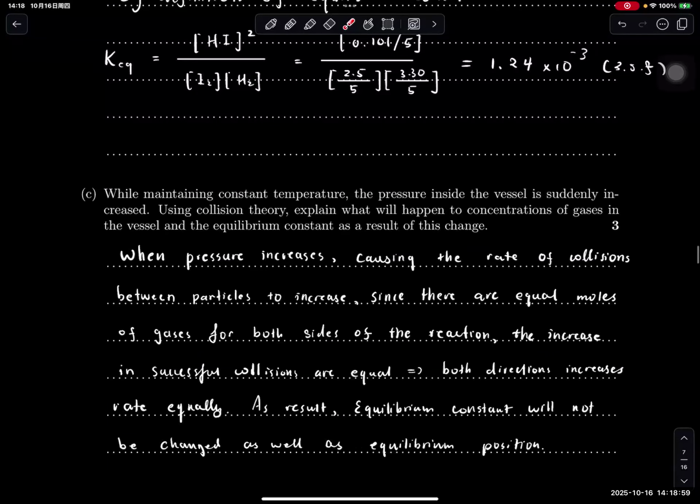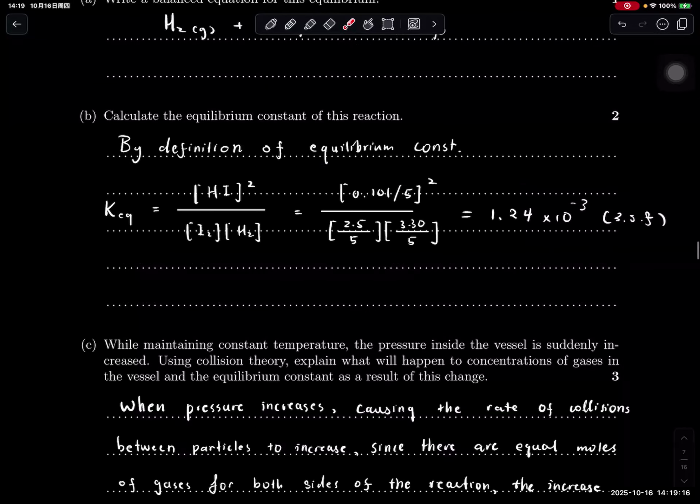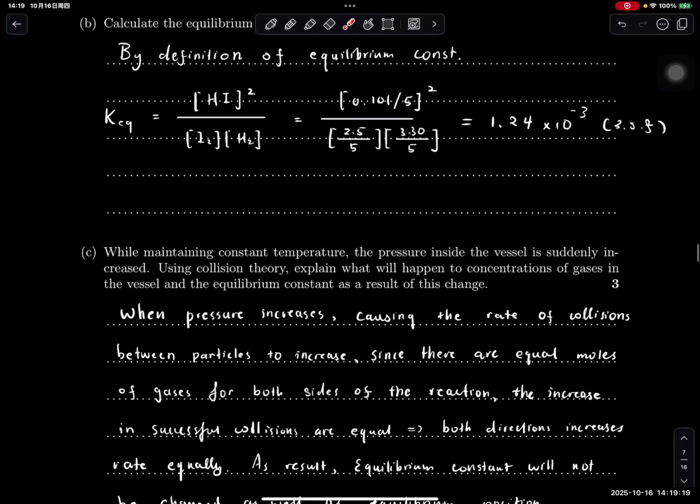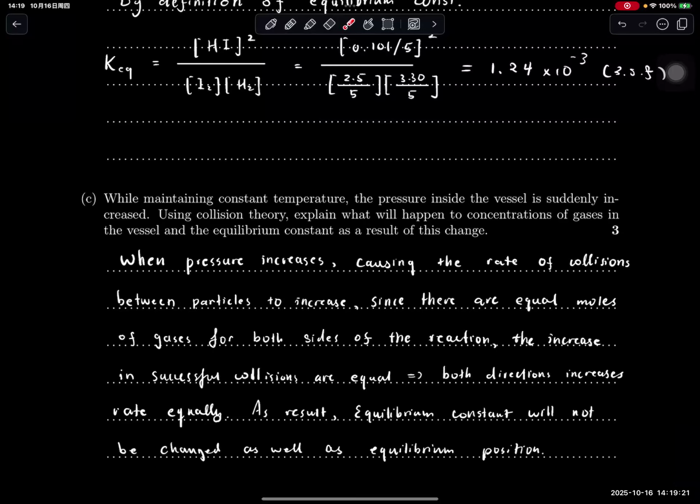Part C. While maintaining constant temperature, the pressure inside the vessel is suddenly increased. Using collision theory, explain what would happen. You should say something like, when pressure has increased, it will cause the rate of collisions between particles to increase. Since there are equal amounts of gas particles on the left-hand side and the right-hand side, this increases the amount of successful collisions by the same amount, so the rates increase by the same amount. Because the rates are increased by the same amount, there will be no shift in equilibrium.